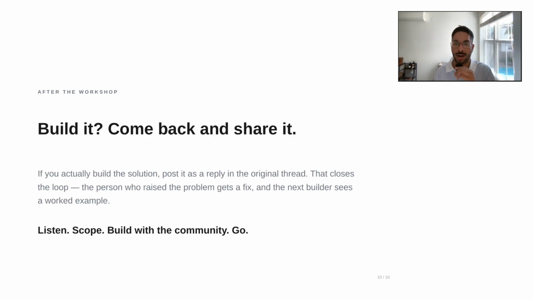And then one last thing for after the workshop. If you actually go and build the solution, come back and post it as a reply in the original thread. That closes the loop. The person who raised the problem finally gets a fix, and the next builder who comes along sees a worked example to learn from. That's the whole loop. Listen, scope, then build with the community.